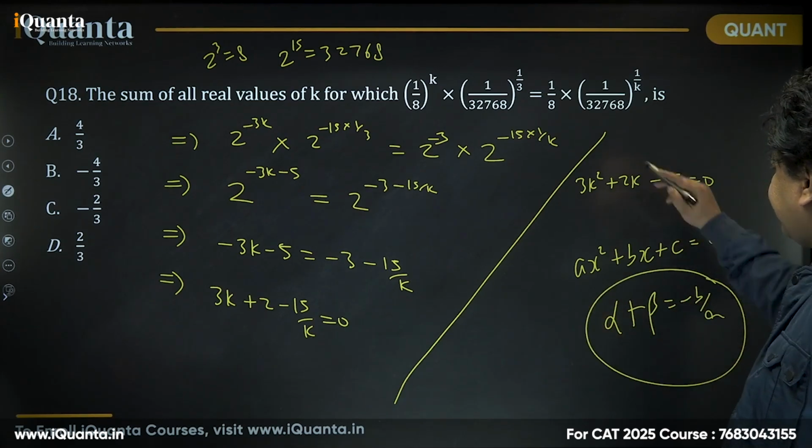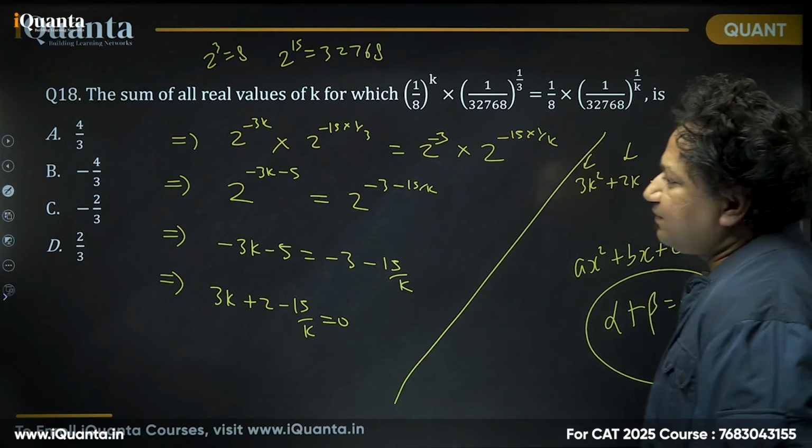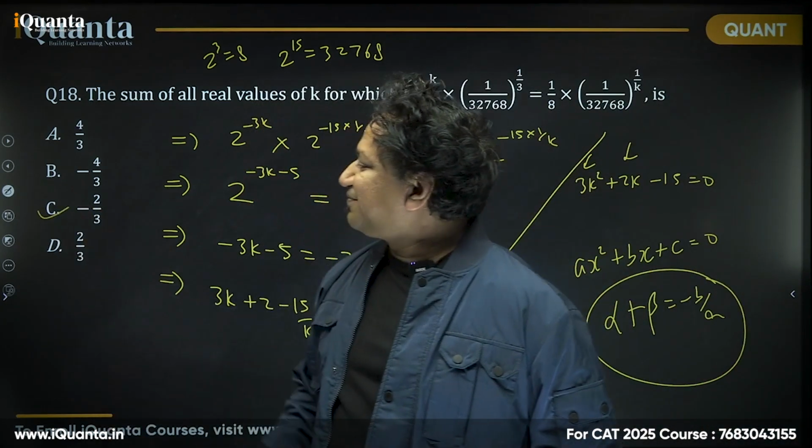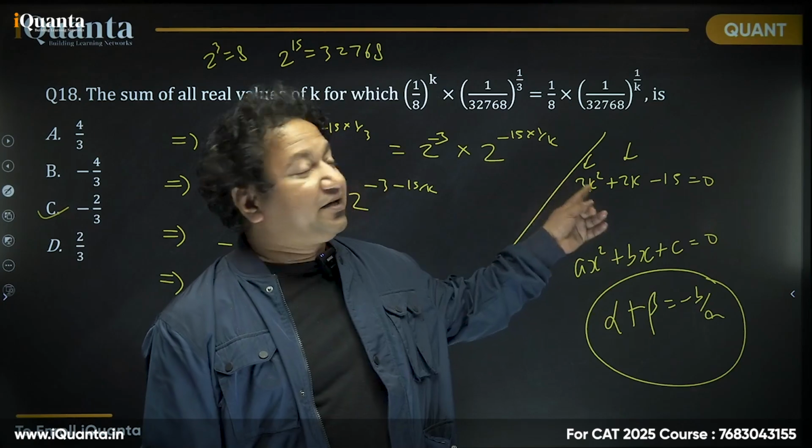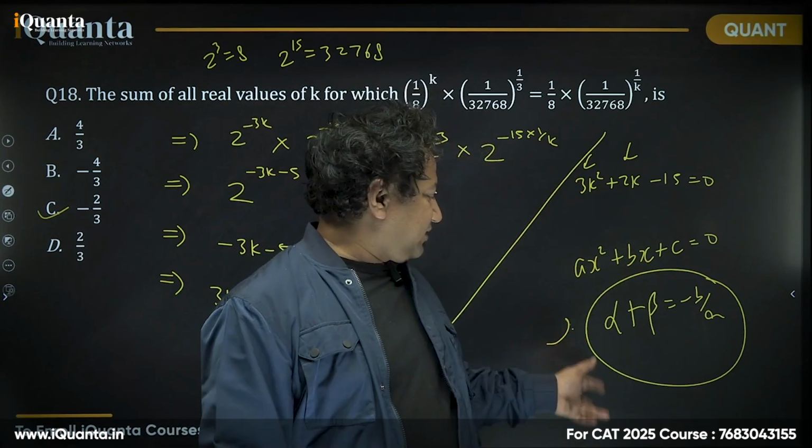What is b here? It's 2. What is a here? It's 3. So minus 2 by 3 must be the correct answer. That is where we can use our intelligence instead of finding the roots. Let's use this formula and get going.